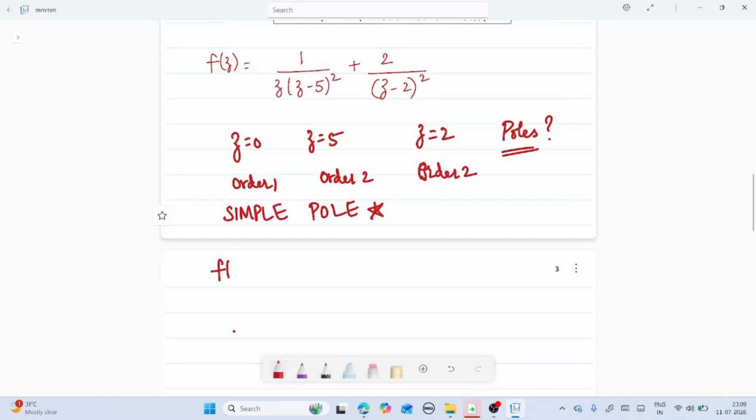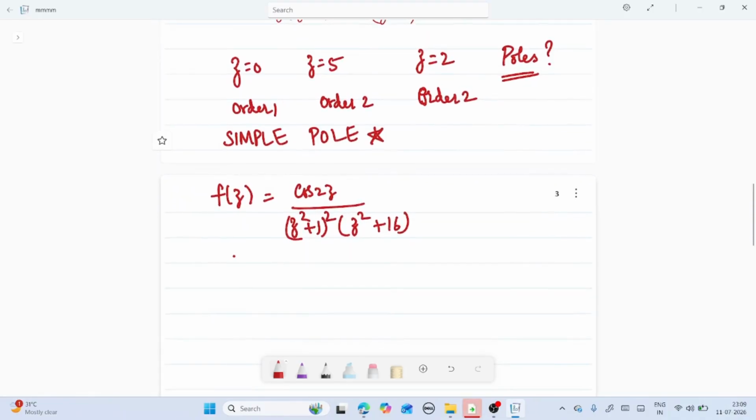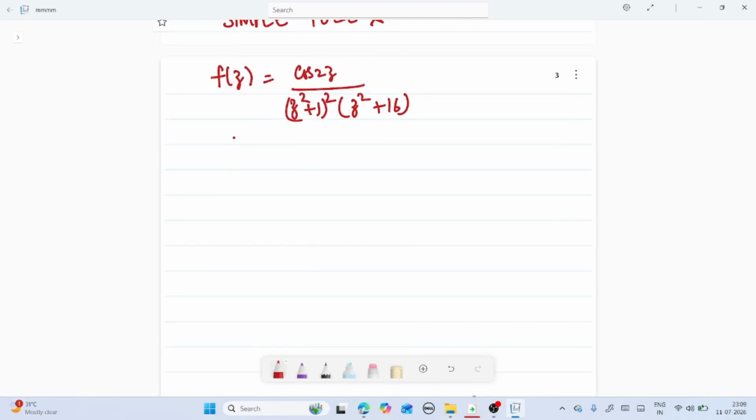Another example is this. f of z is equal to cos 2z divided by (z square plus 1) the whole square into (z square plus 16). Here the poles are found by just equating the denominator to 0. You will have z is equal to plus or minus i and z is equal to plus or minus 4i. Just equate z square plus 1 to 0 and z square plus 16 to 0.